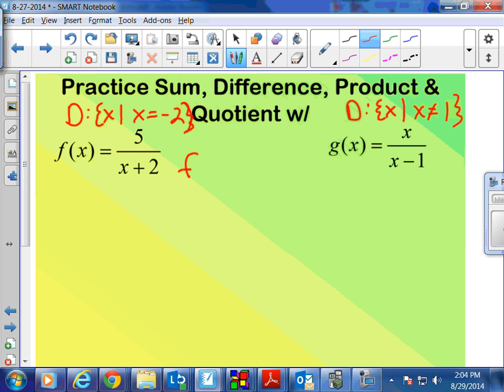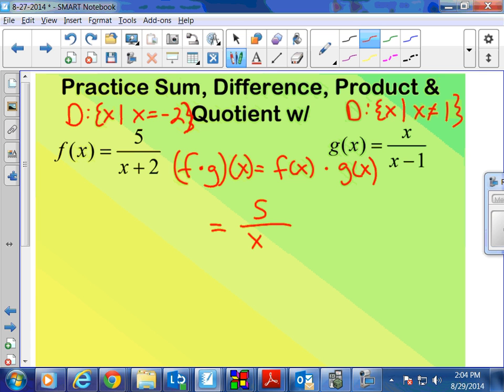This is what you're going to get accustomed to: f times g of x really just means f of x times g of x. So let me go ahead and do some substitution. We'll have 5x plus 2 times the g of x, which is x over x minus 1.